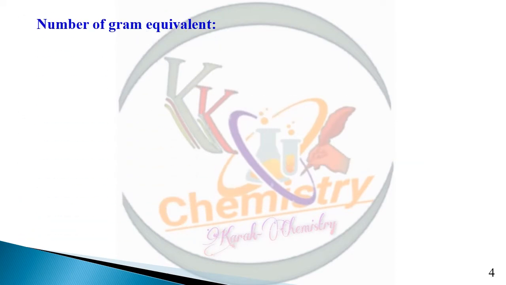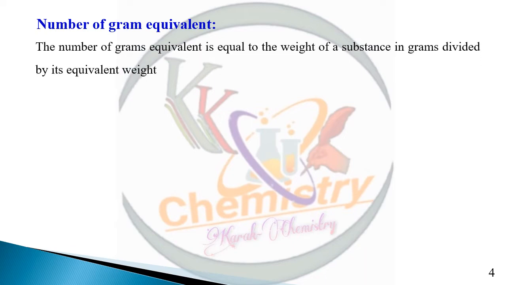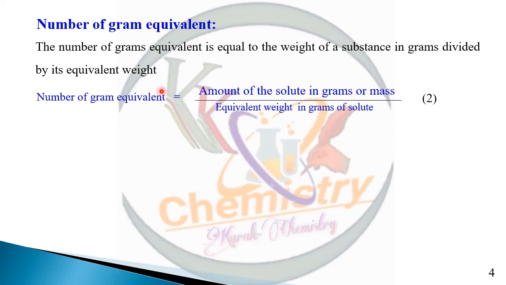Now, what is the number of gram equivalents? The question might be in your mind: what is the number of gram equivalents? Actually, the number of gram equivalents is equal to the weight of a substance in gram divided by its equivalent weight. Now again you will be thinking, what is equivalent weight? Let's wait and see. Okay, so the number of gram equivalents is equal to the amount of solute in grams, or mass of solute, divided by the equivalent weight in gram of solute.